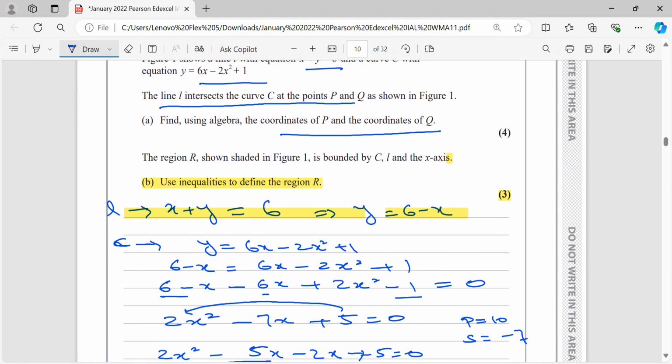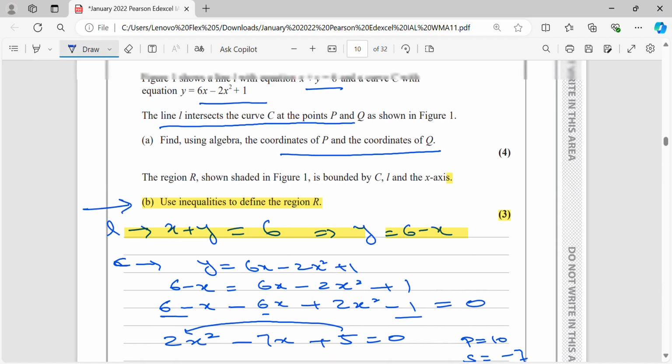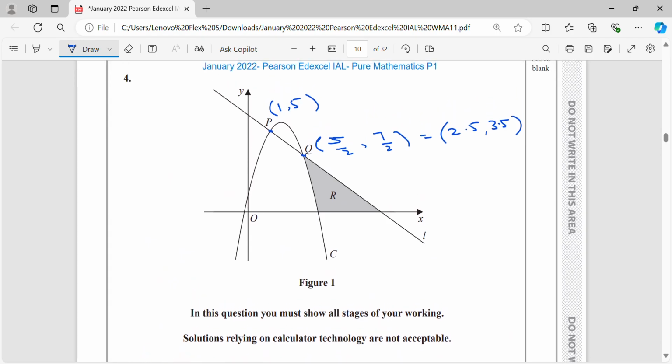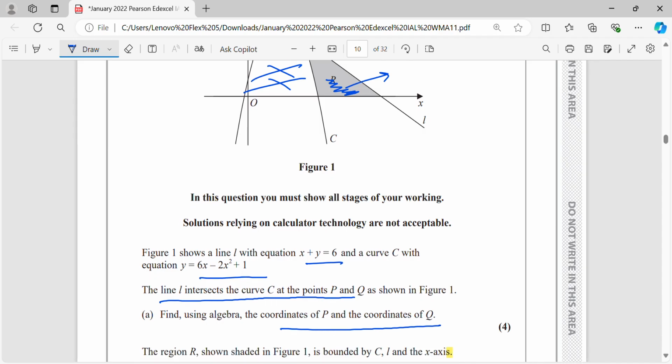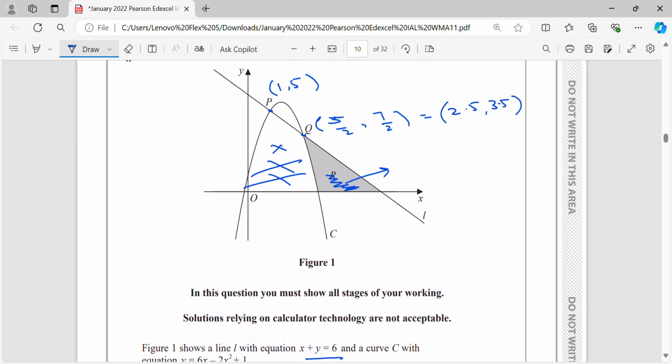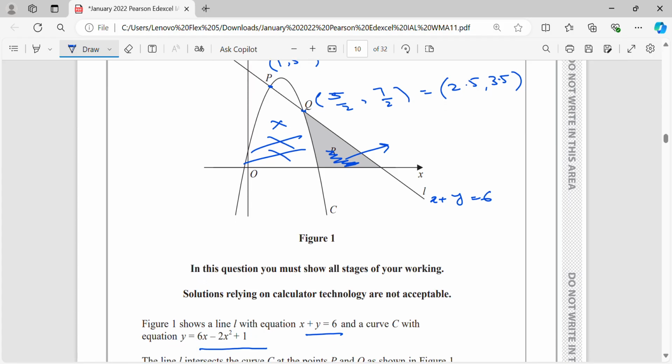And in part B, it says to use inequalities to define the region R. To define region R, I can see this is the shaded region, so I do not need this part. If I look at the straight line L, the shaded region is below the line. Let's first write down the equation of L. The equation of L is x plus y equals 6, and the curve is 6x minus 2x squared plus 1.